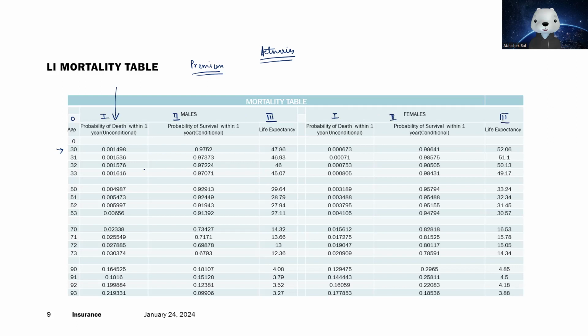Okay, so this mortality table, let's get a hang of what it means. It says if we have a 30-year-old person, maybe a healthy person, the probability that this person would die in the next 1 year is given by this particular figure, which is 0.001498, or in other words, if we convert it into percentage, roughly speaking 0.15%.